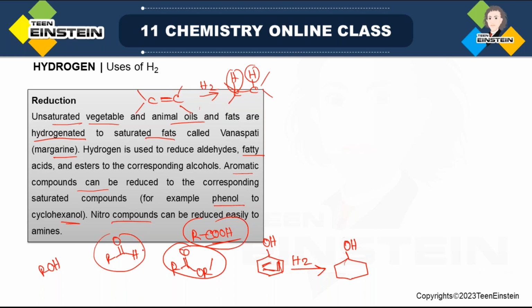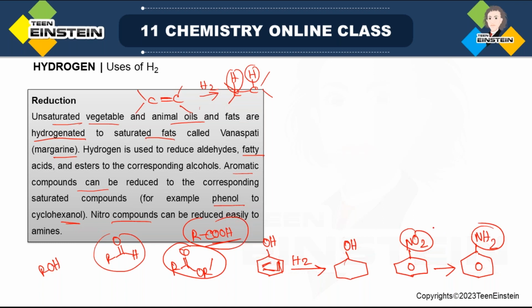Then nitro compounds can also be reduced easily to amines. Suppose I have taken nitrobenzene. So the NO2 group is attached to the benzene ring, and in presence of hydrogen and also some metal catalysts, which are sometimes used, they can be reduced to amines. So here in the benzene ring there is no change, only this NO2 is now reduced to NH2. So these are the different examples of the reducing agent.